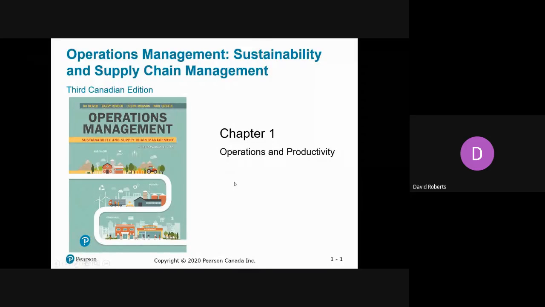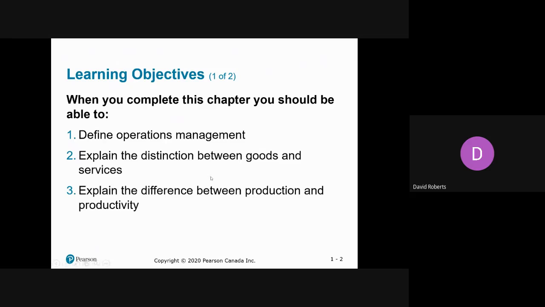All right. So in this particular case, as I said, we're going to deal with operations and productivity. This will give you an overview of the course and specifically talk about some productivity calculations. We will talk about what operations management is. Some people have a rough idea what we're referring to or what this course is about. Well, operations management is also often referred to as supply chain management. We'll talk about some of the differences between goods and services, which you are quite well aware of already.